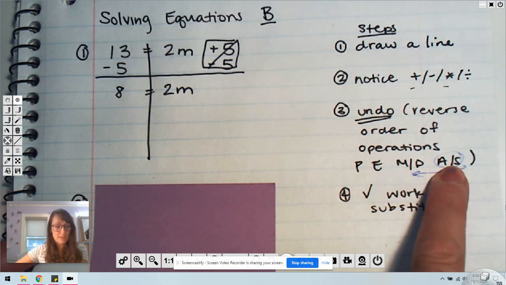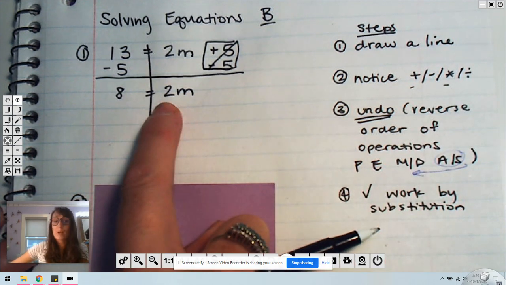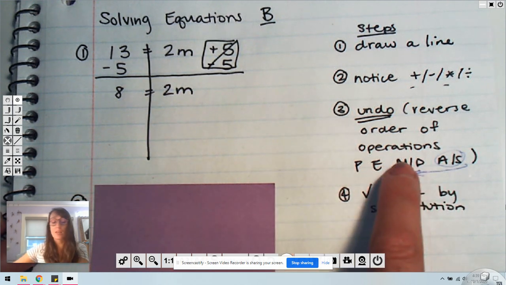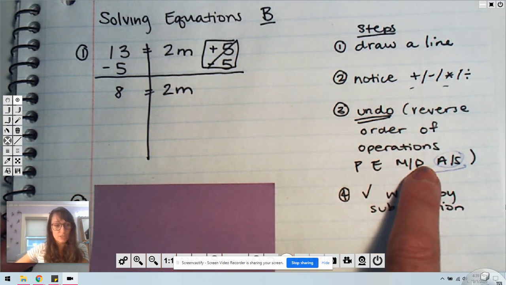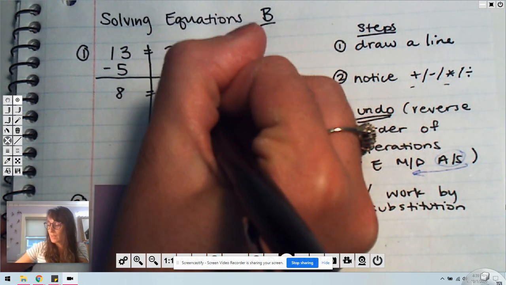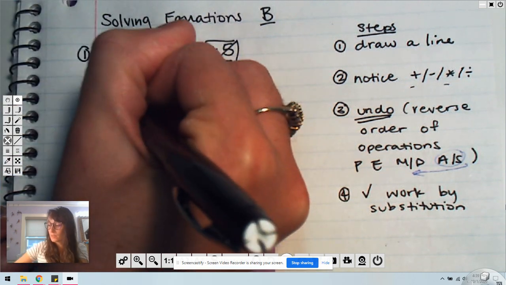Now that I've dealt with my addition and subtraction, I need to go backwards and look for multiplication or division. I see 2m, which I know means 2 times m. The opposite of multiplication is division, so instead of multiplying by 2, I need to divide by 2. Whatever I do to one side, I do to the other.